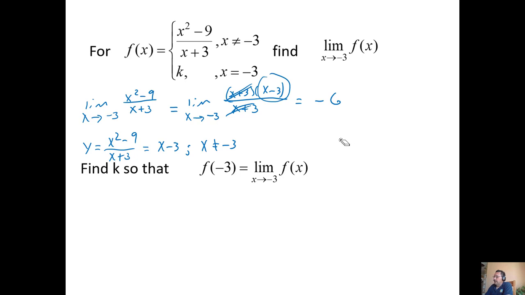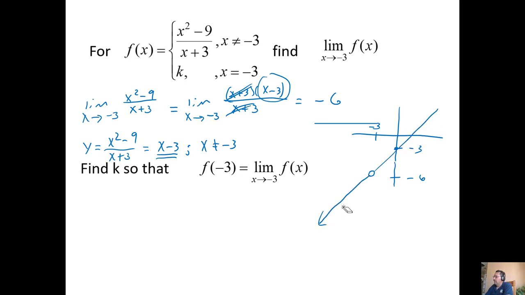And so again, this expression y equals x minus 3, that's just a line. The slope is 1, and its y-intercept is negative 3, so the y-intercept is there, and the slope is 1, but we're not allowed to use negative 3. When we put in negative 3 into this formula, we get negative 6, and so that point is not on there. So your graph should have a hole in it. And so there you go.